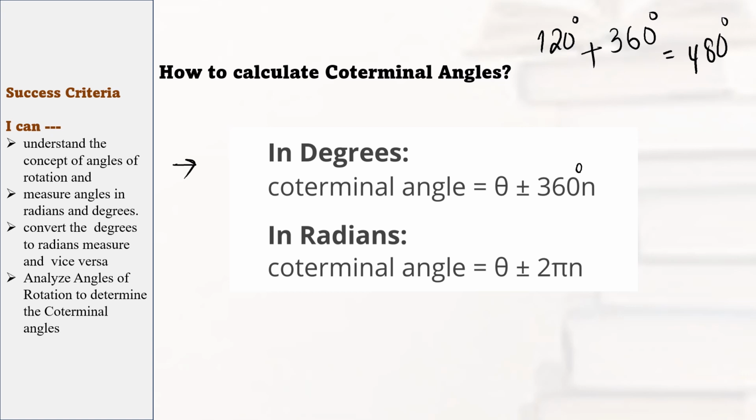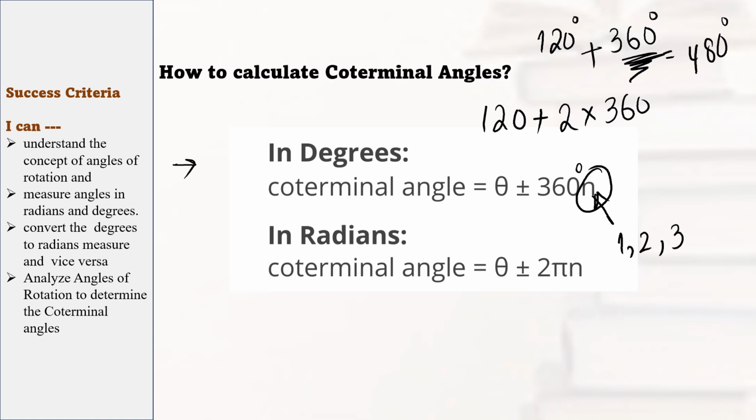I can also, in order to get another positive answer, say that it doesn't rotate only one rotation, it took two rotations. So I will write 2 times 360. This n actually represents the number of rotations. It could be 1, it could be 2, it can be 3 and so on. 1 means 1 rotation, 2 means 2 rotations, 3 means 3 rotations. So it will be 840 degrees.